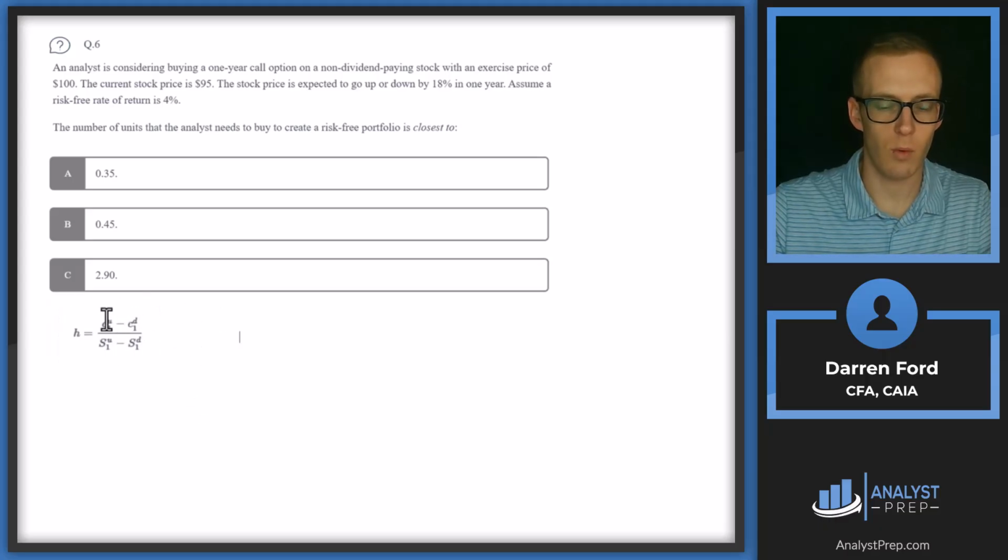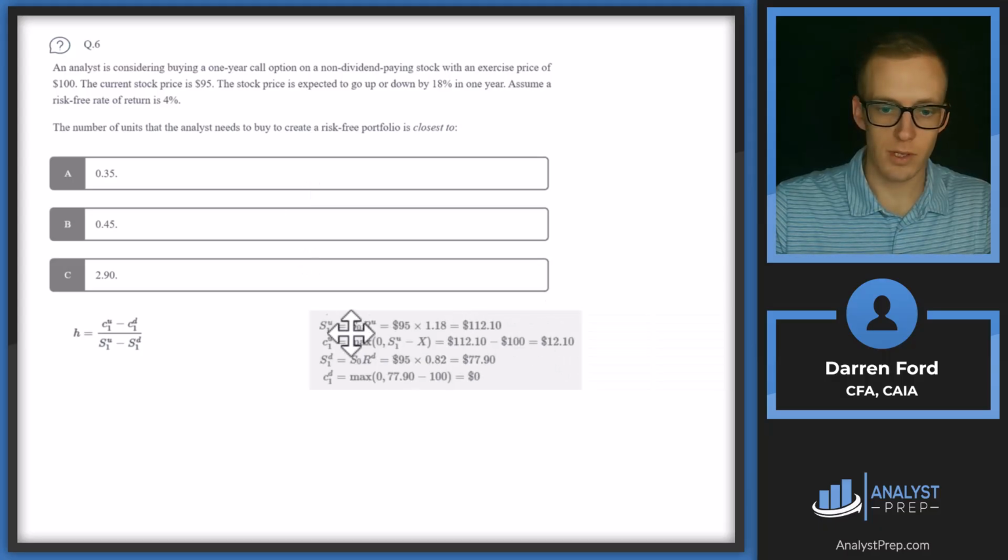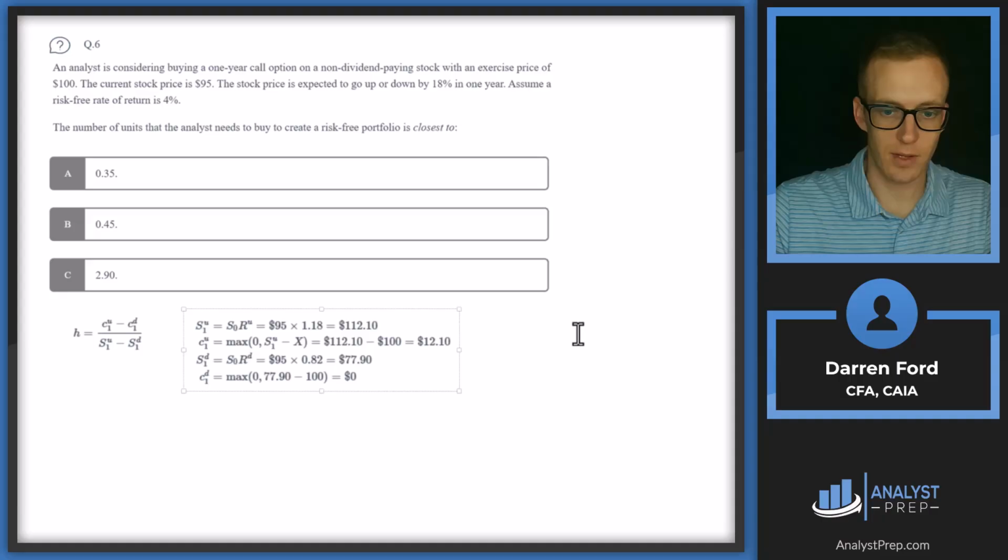It's essentially saying what is the value of the call option if the stock price goes up minus the value of the call option if the stock price goes down. So we're going to need to calculate those two values, and then divide that by the value of the stock price if it goes up and the value of the stock price if it goes down. These two are pretty straightforward since we have 18% up or down in 1 year. So the stock up is going to be 95 times 1 plus 18%, and the stock down is going to be 95 times 1 minus 18%. All right, so let's pull this in and we can start showing these calculations.